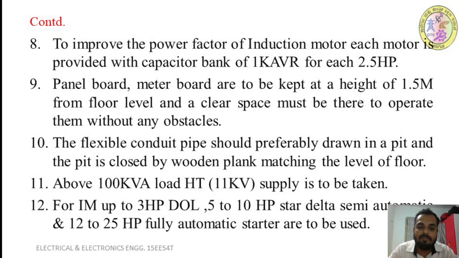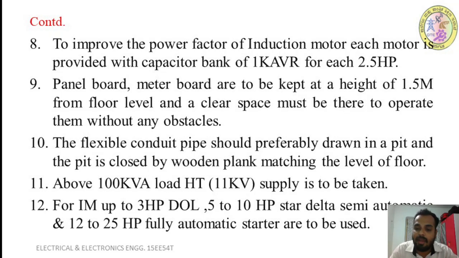So next we have the flexible conduit pipe should preferably be drawn in a pit, and the pit is closed by wooden plank matching the level of floor. Means from the starter board to the machine foundation, we are taking the conductor through flexible conduits, and that flexible conduit is preferably taken through a pit. Means we create a channel from your starter board to the machine foundation, and we place the flexible conduit on that channel, and that channel or pit has to be covered with a wooden plank, and that should match the floor level, because if anybody is walking, they should not get disturbed by that wooden plank.